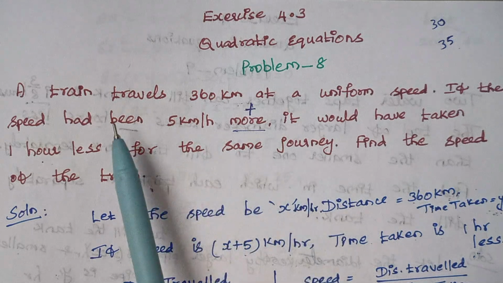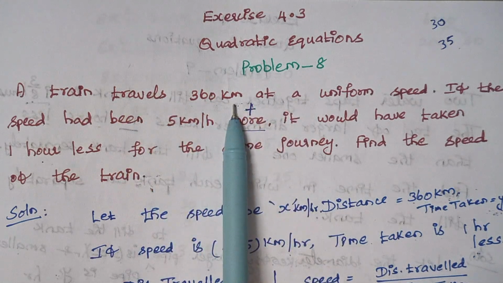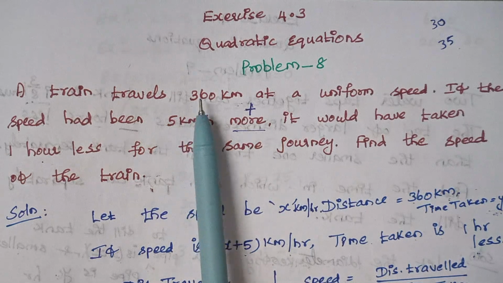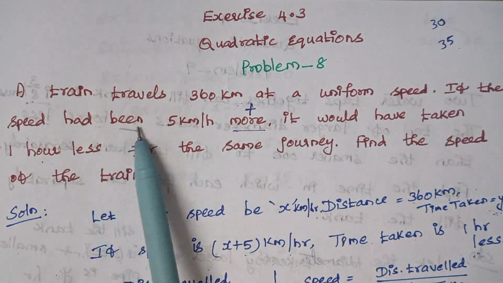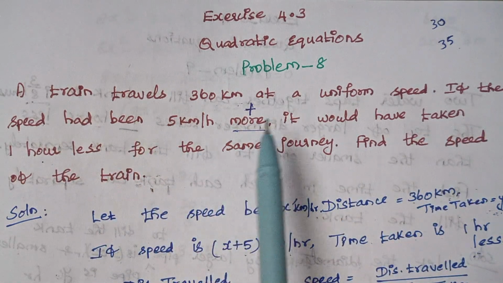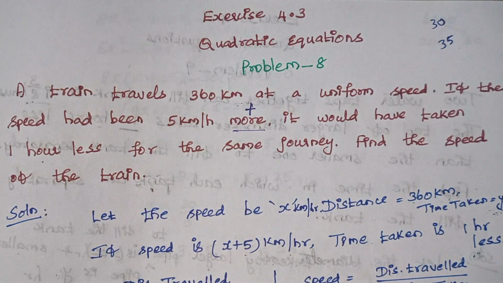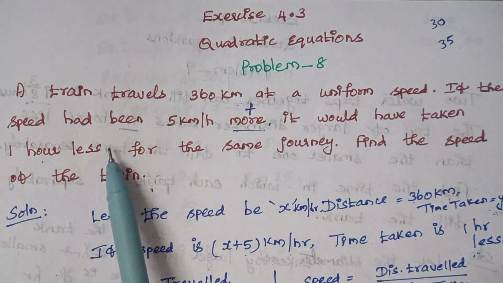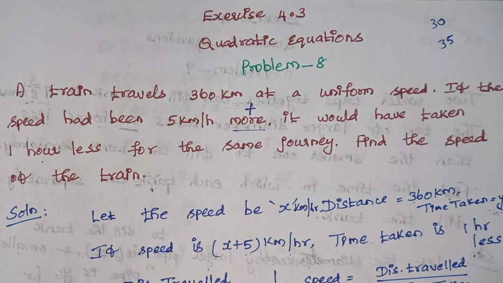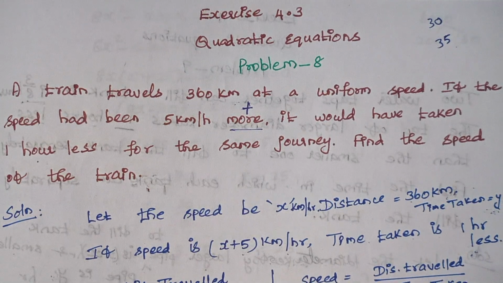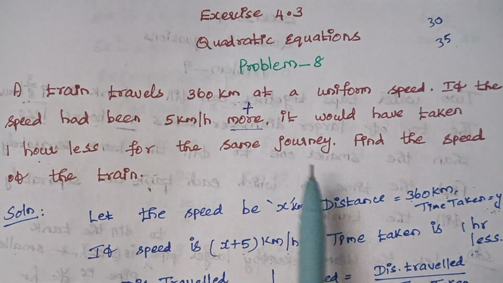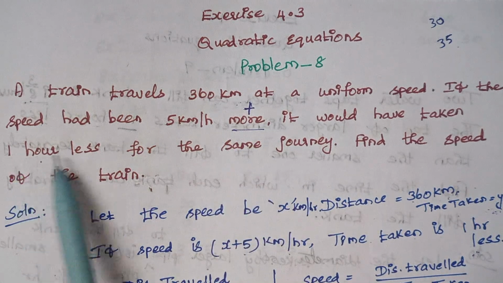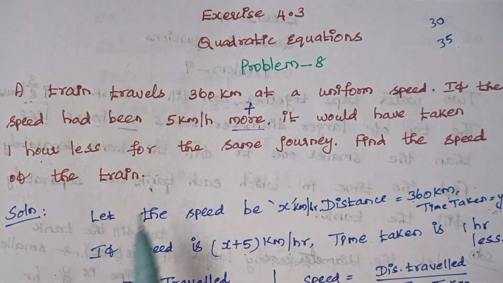So here there is a train which travels 360 km. The distance traveled by the train is 360 km at some uniform speed. If the speed had been 5 km per hour more, that is, if the speed of the train is increased by 5 km per hour, then it would have taken 1 hour less for the same journey. Then the time taken will be reduced. As we already know, whenever the speed is increased, the time taken will be reduced. So, how much does the time get reduced? It is reduced by 1 hour. So, find the speed of the train.